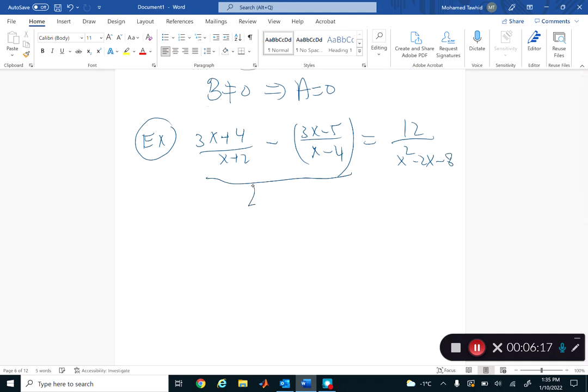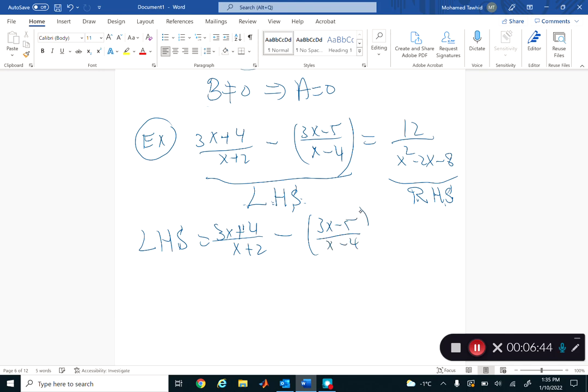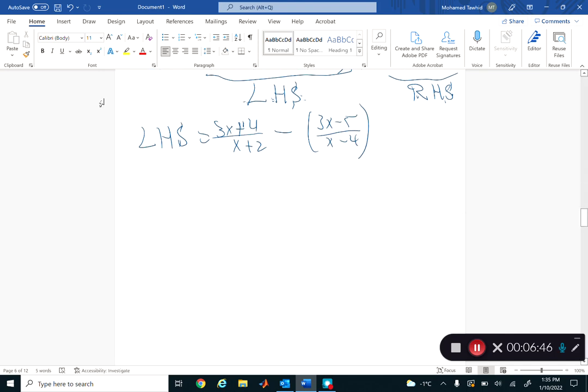This side we call the left hand side, and this side we call the right hand side. So I take the left hand side and simplify it as much as I can: 3x plus 4 over x plus 2 minus 3x minus 5 over x minus 4. How to simplify that as much as we can?